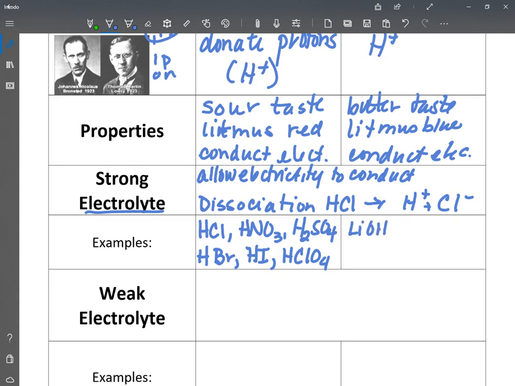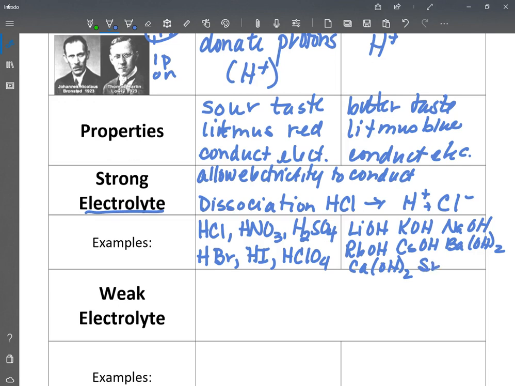Strong bases are going to have the OH in them. So we have lithium hydroxide, potassium hydroxide, sodium hydroxide, rubidium hydroxide, cesium hydroxide, barium hydroxide, calcium hydroxide, and what am I missing? Strontium hydroxide.